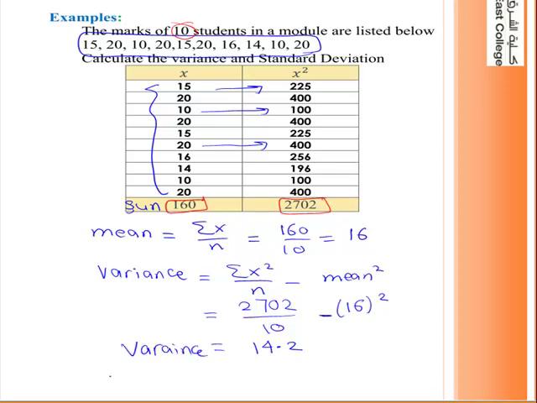And then to find the standard deviation, let me write it as a shortcut. Standard deviation is equal to the square root of variance. That means it is the square root of 14.2, which is equal to 3.7. So this is when you have ungrouped data. We apply the formula of variance and standard deviation easily.